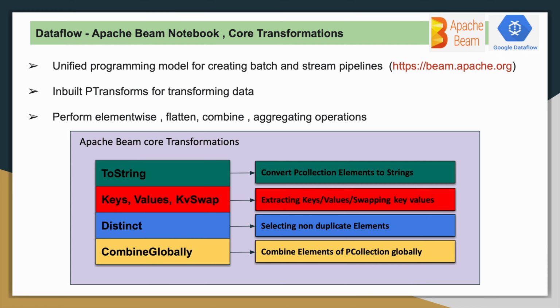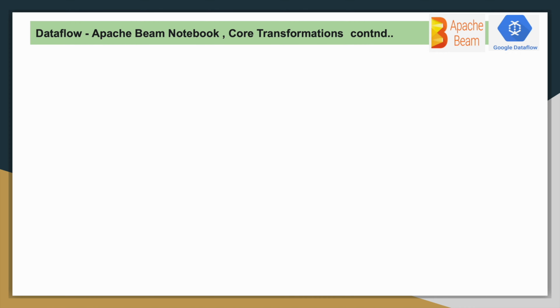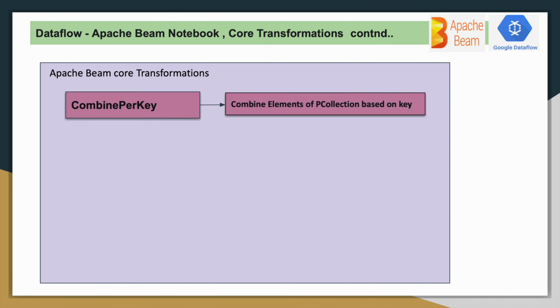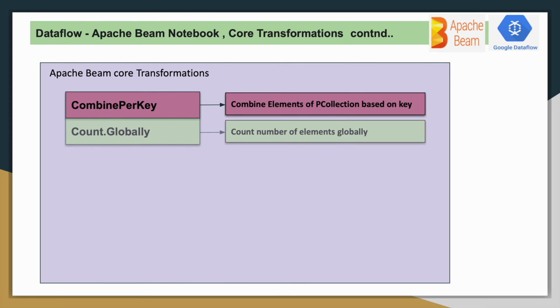If you have to combine elements within the PCollection globally, meaning you will consider every element from that PCollection, then you will be using the CombineGlobally transformation. Then CombinePerKey. If the elements are in key-value pair format and you have to combine them based on the key, then you will be using the CombinePerKey transformation.